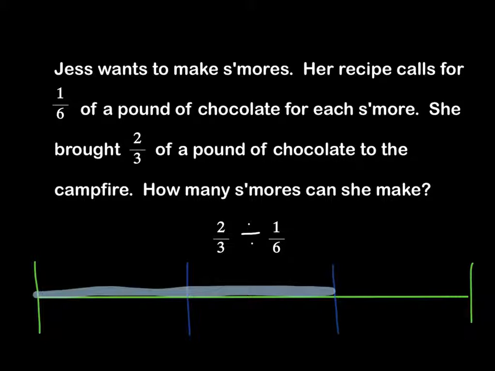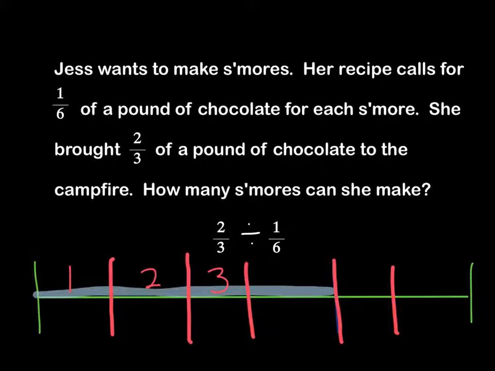Since our divisor is 1/6, we're going to divide this line now up into 6. So you're going to take each third and divide it in half. That will create 6. So there's 1/6. This is going to actually be your 2/6, then your 3/6, 4/6, and 5/6. Once again, if you count the shaded spaces, we've got 1 s'more, 2 s'mores, 3 s'mores, and 4 s'mores. So once again, Jess is making 4 s'mores.